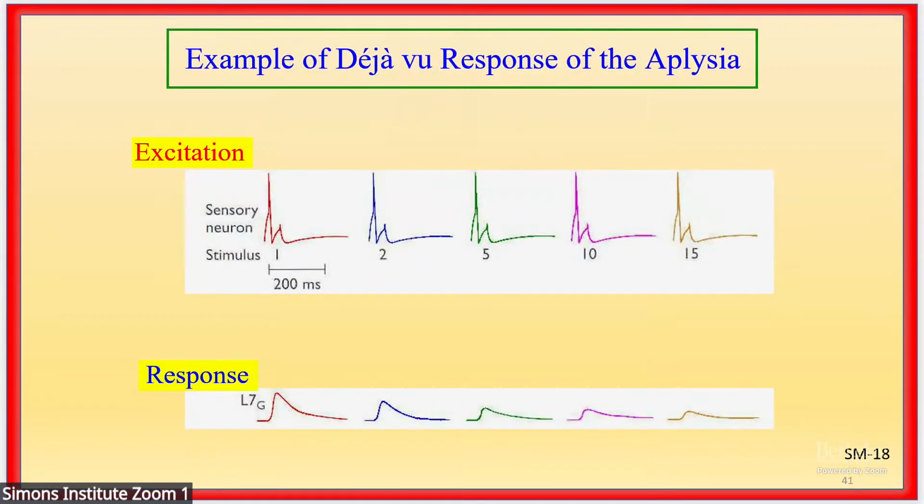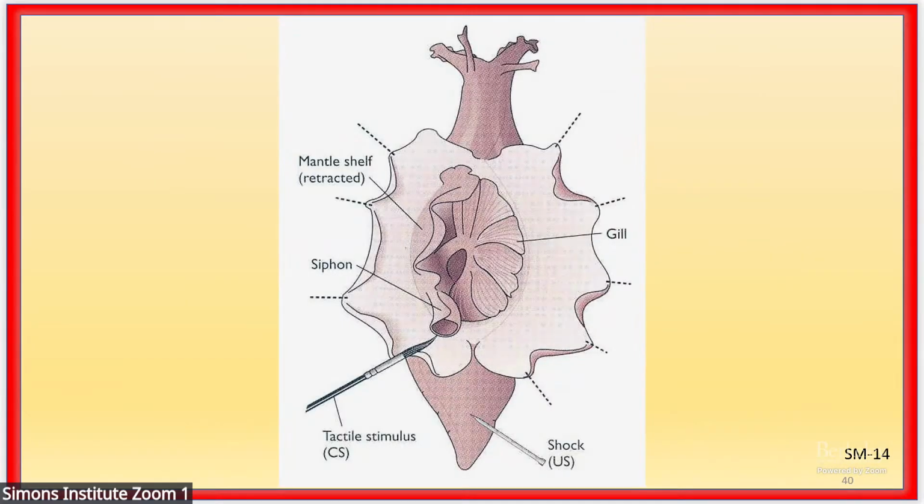Now this is the interesting thing. The Aplysia has a gill for breathing, and there is a siphon that senses any source of danger. When there's any danger, it will send a signal, and the gill will withdraw and close. So that's how it works.